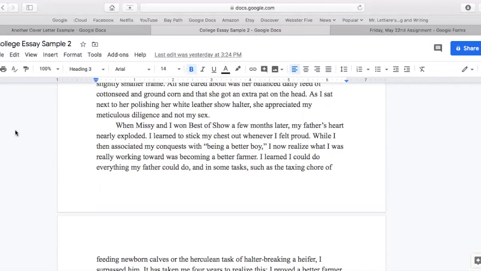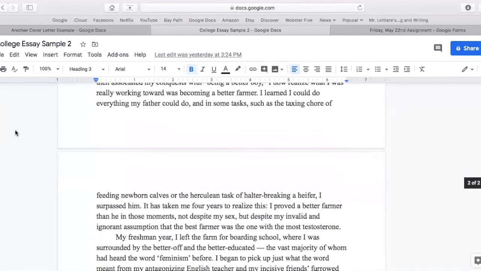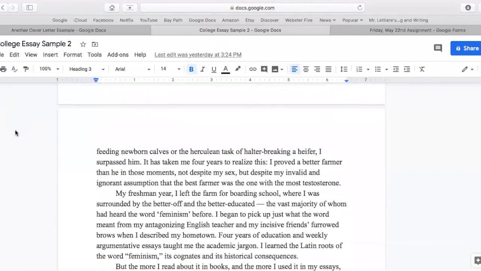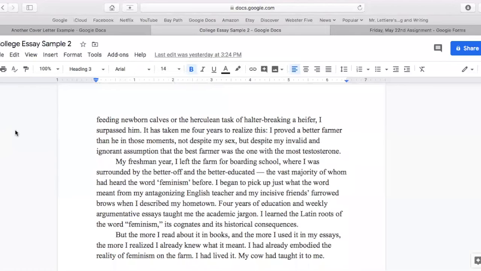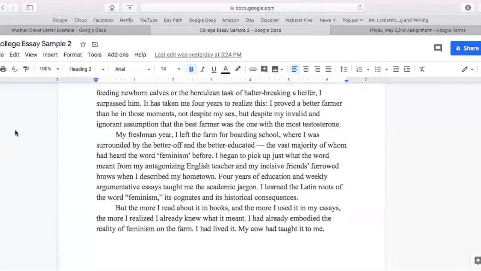I learned I could do everything my father could do, and in some tasks, such as the taxing chore of feeding newborn calves or the Herculean task of halter breaking a heifer, I surpassed him. It has taken me 4 years to realize this. I proved a better farmer than he in those moments, not despite my sex, but despite my invalid and ignorant assumption that the best farmer was the one with the most testosterone.